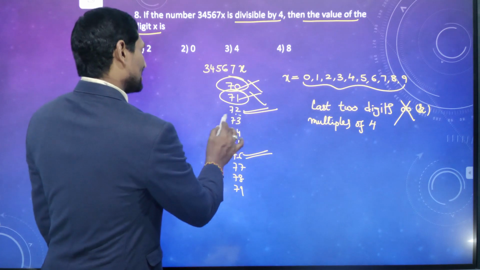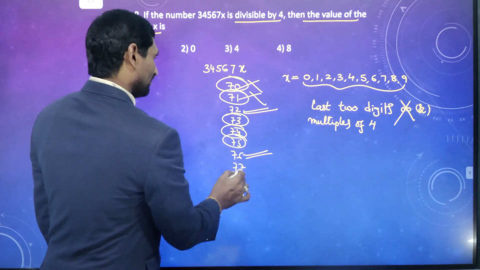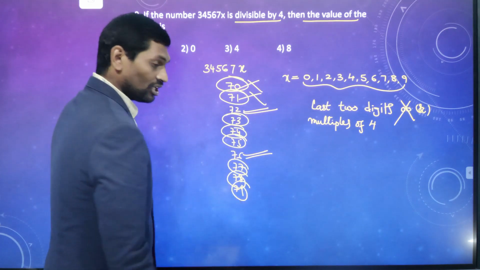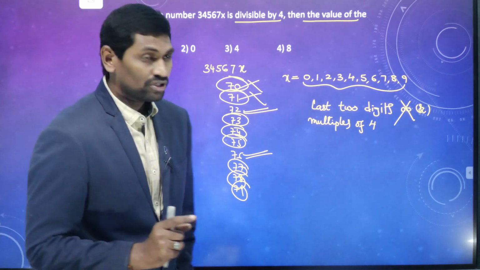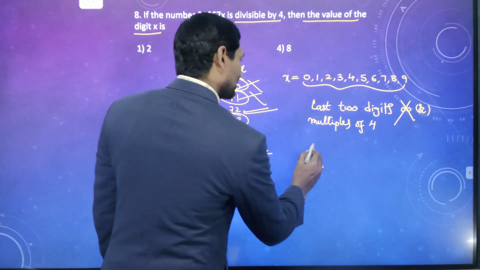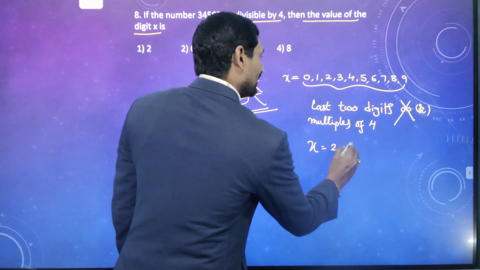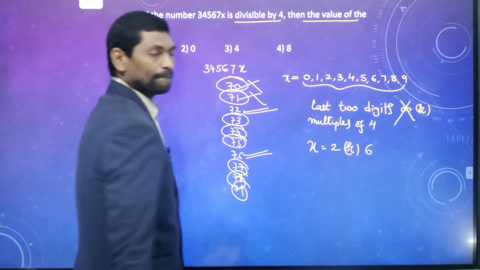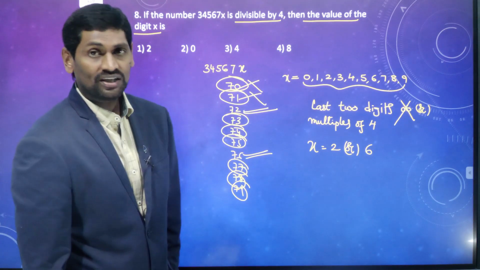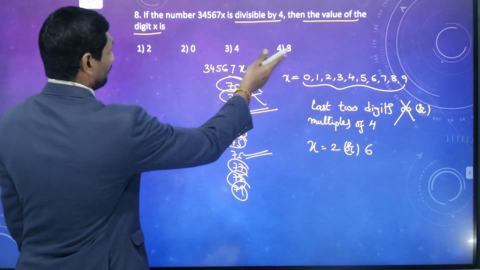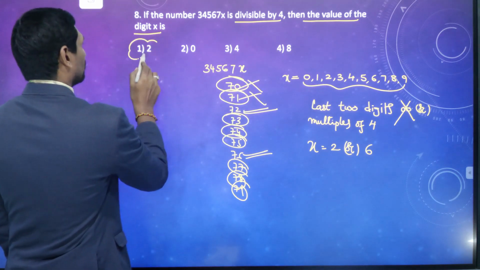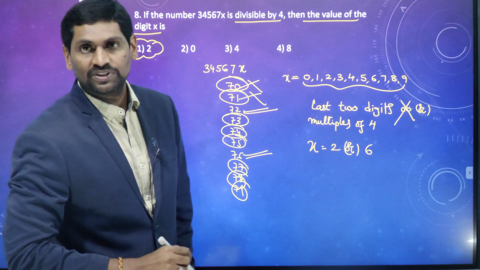So the remaining 73, 74, 75 are not multiples of 4. So we have only two options. X can be 2 or 6. Let us check the options here. Among them, 6 is not given. So 2 is the correct answer. So the first option is correct.